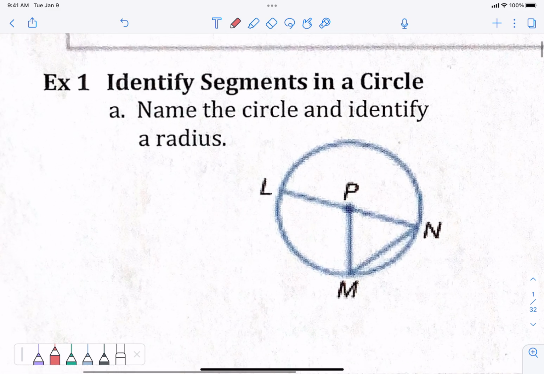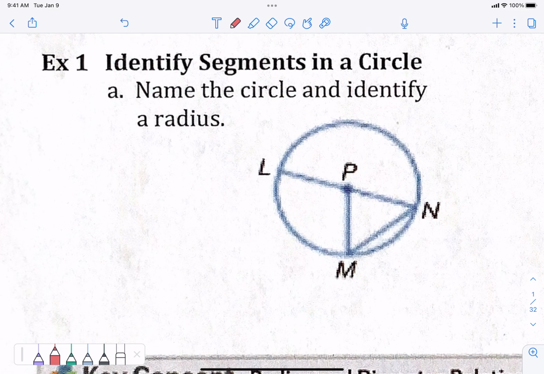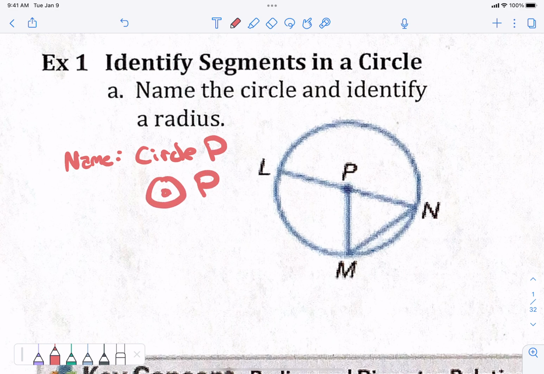So here's some naming things. Example 1, name the circle. What's the circle's name? Circle P. So you can either write the word circle P, or you can write it with the circle symbol. Either way you want to name it, that's its name. And then identify a radius. Technically you only have to label one. On your homework assignment, you will only have to label one. We're going to label all of them on the notes, just so that you're clear. How many radii does this thing have? Three, technically. Give me one.